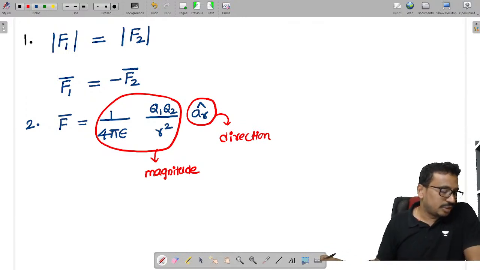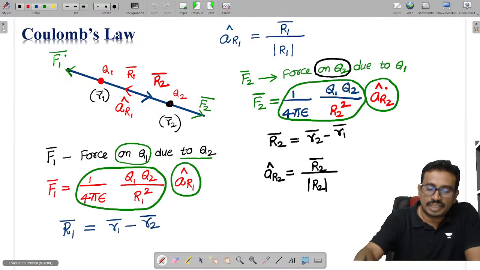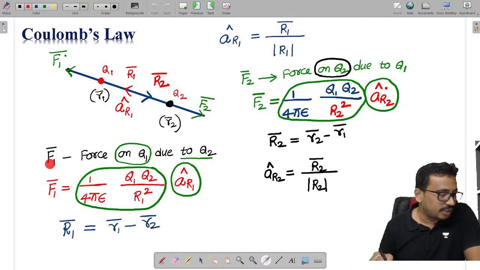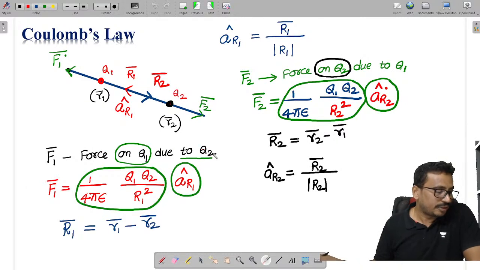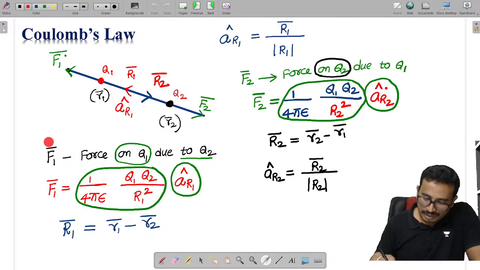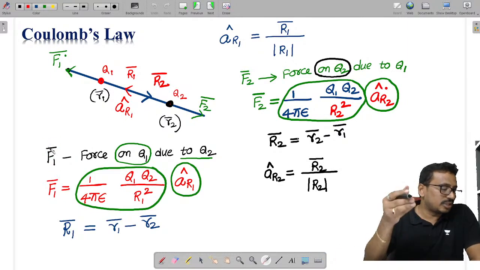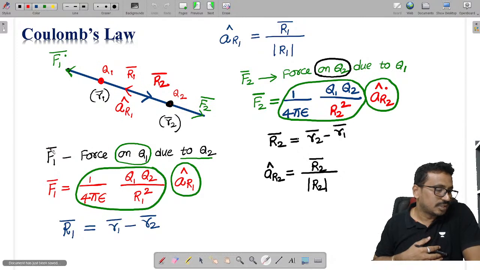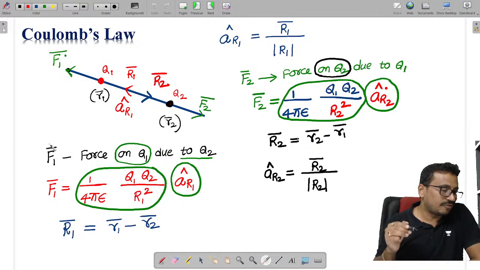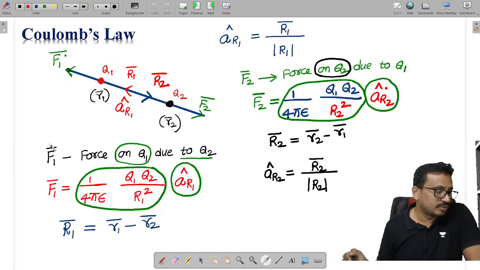But I don't want to denote like this. We can denote it so, but I don't want to. That is why I mentioned my notations. F1 means force on Q1 due to Q2. I don't want to use F12. Can I go for some other notation here? Let us say instead of F1, can I go for A as the force on Q1 due to Q2? Can I write the formula like this?